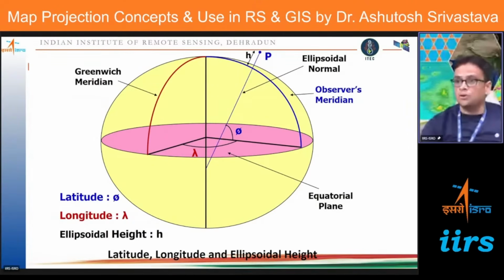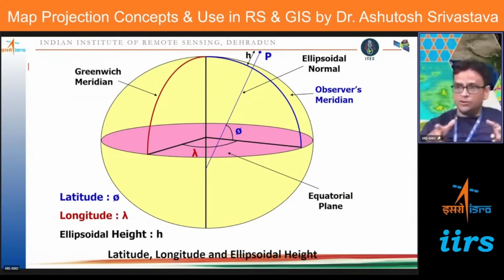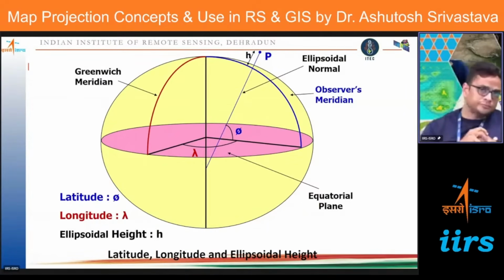Okay, so the latitude and longitude are basically for the horizontal information. Where you are, that we can find out. This is my position, latitude and longitude. The vertical information we can get from different sources. The first thing is the ellipsoidal height. You can measure your height with reference to the ellipsoid as well.